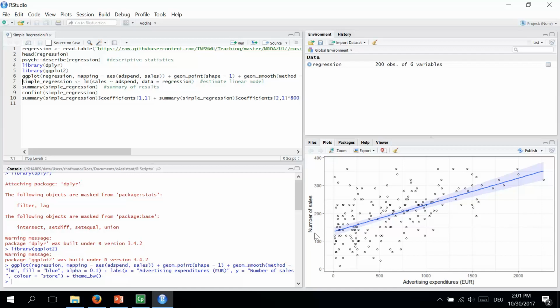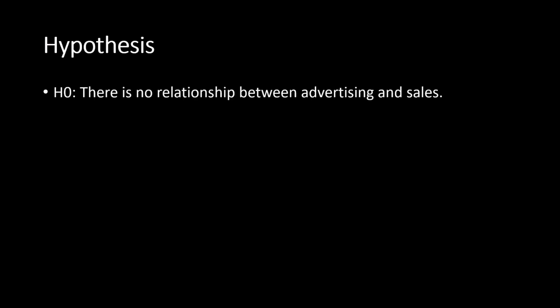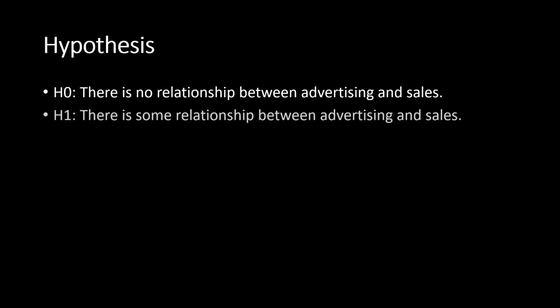So then we can compare it with our results from the analysis. I would like to shortly mention hypothesis. By conducting regression, we will test the null hypothesis that there is no relationship between advertising and sales, and hence our alternative hypothesis will be that there is some relationship between advertising and sales. You could also write it down in this way.